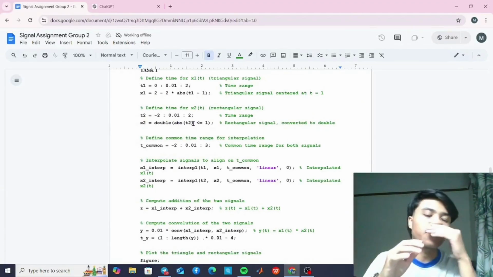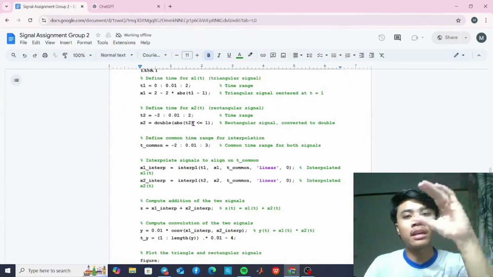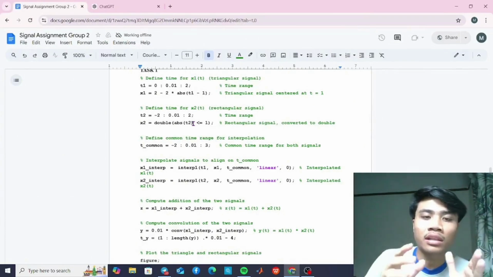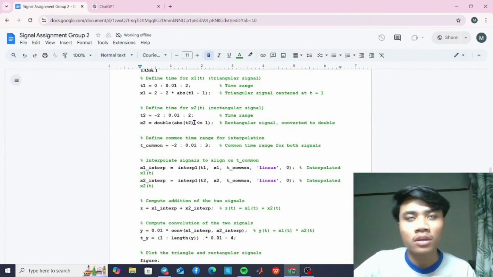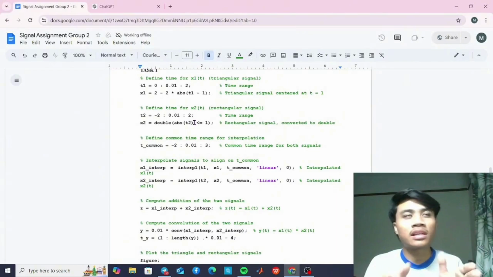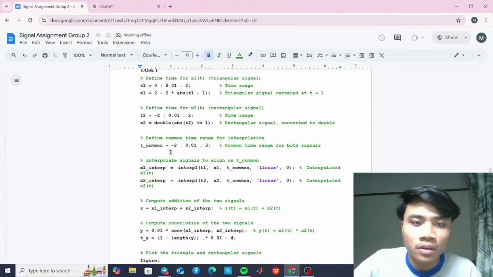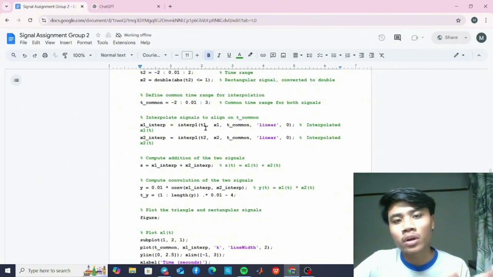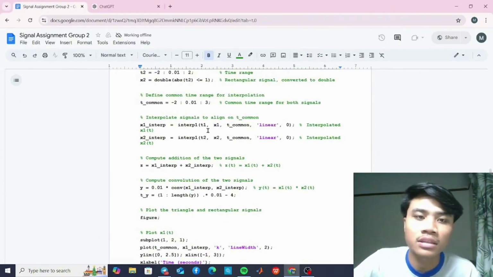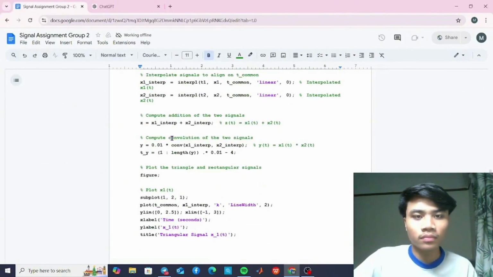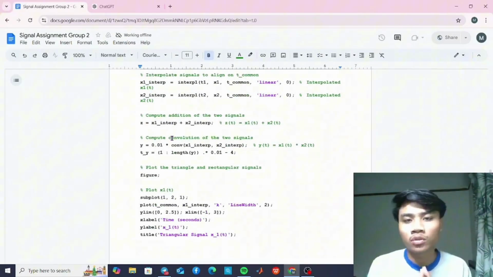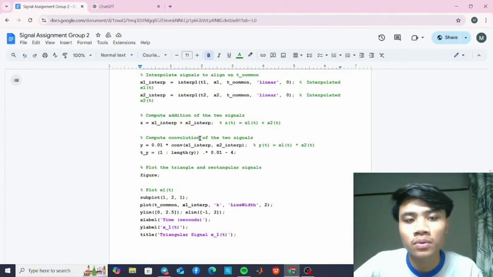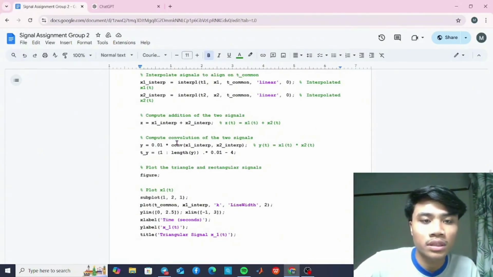To make the graphs tally between the rectangular and the triangle, we set a common t from -2 until 3. So the graph is basically the same from -2 until 3. Here we interpolate x1 over t1 at the common t, linear, with 0. Same for x2. For the addition of the signals, the equation is z equals x1 plus x2, and this is the function of convolution of the two signals.